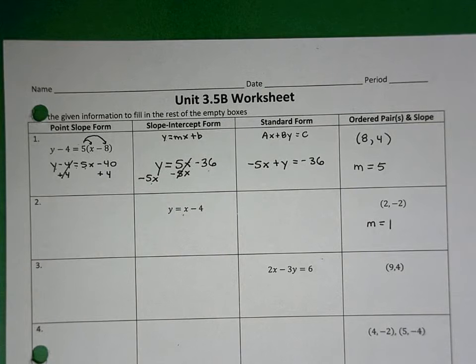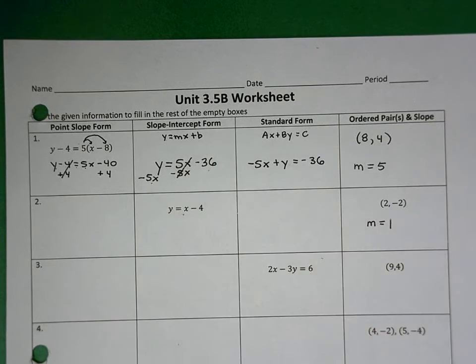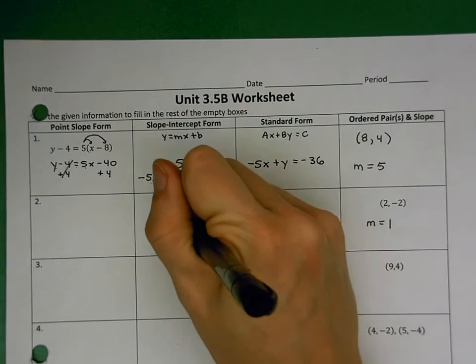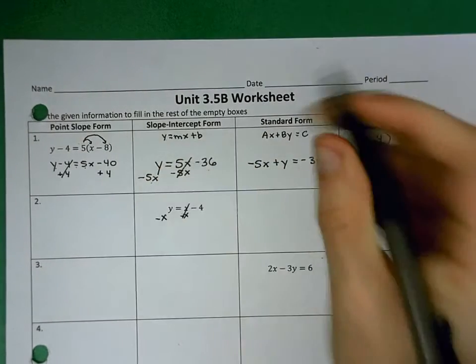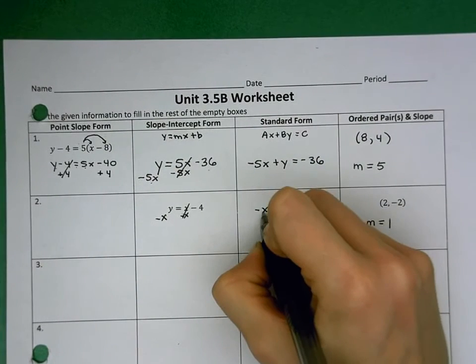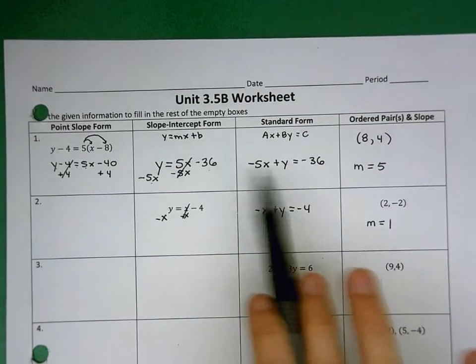Okay. We already talked about how to turn slope-intercept into standard form. We did that up above. We need to get the x over on the same side as the y. And so we'd have negative x plus y equals negative 4. It's the same step we did up here.